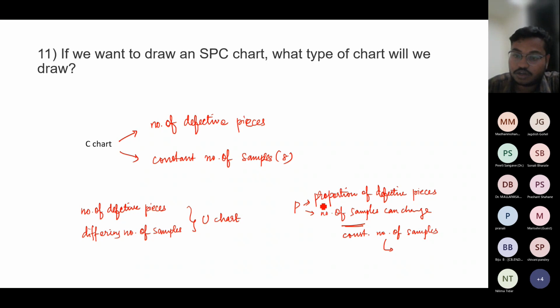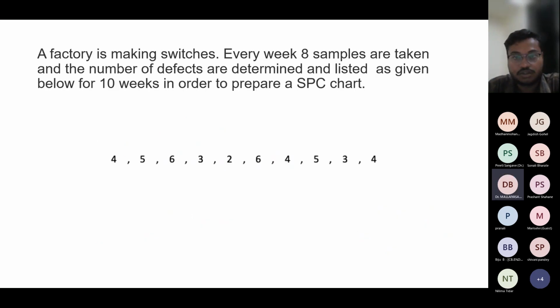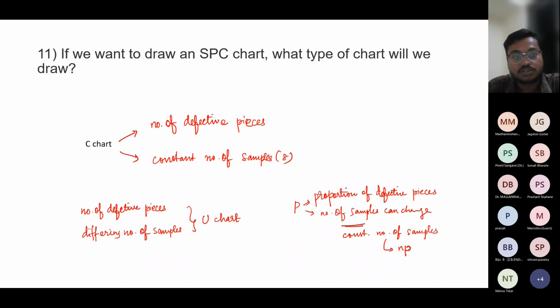Then we have what is called an NP chart. These are basically the four kinds of charts. C chart means we are counting the number of defective pieces and our sample size every week is constant. In this example, that is the case. So we have 8 samples every week, and we're calculating the number of defects from them. So this is a C chart, a kind of SPC chart.